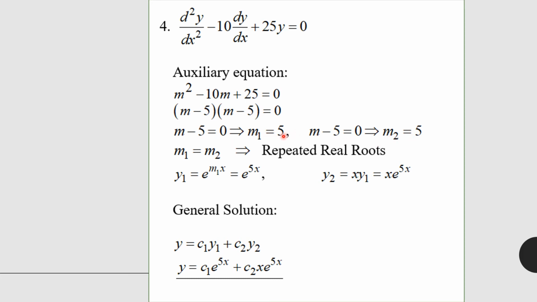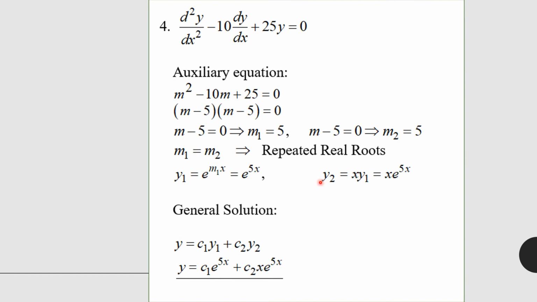Notice that these two roots are real numbers. m1 and m2 are real numbers and they are equal. So we are looking at case number 2, repeated real roots. m1 is the same as m2. So how do we write down the solution for case number 2, repeated real roots? Whenever the root is a real number, the solution will always follow this form: y1 is e to the m1x. So substitute m1 by the number 5, so y1 is e to the power of 5x.